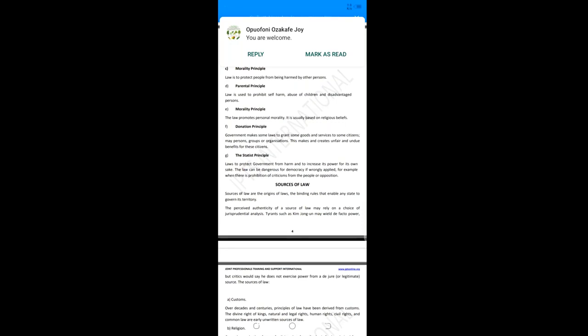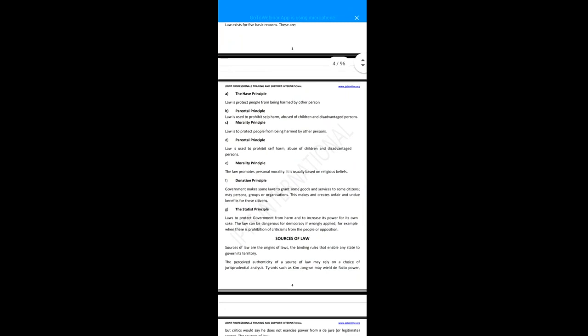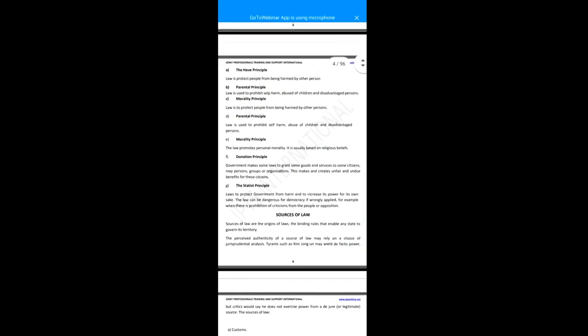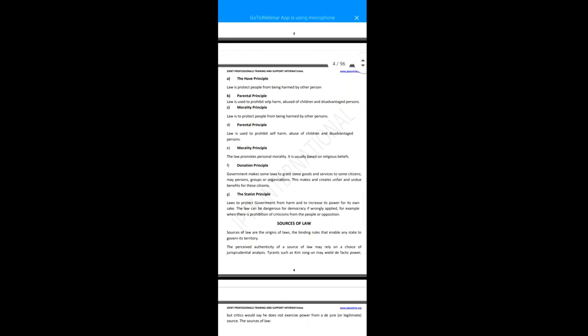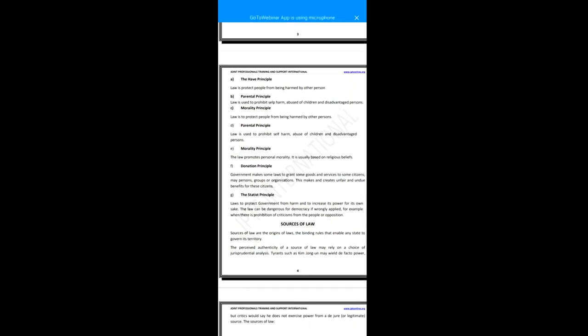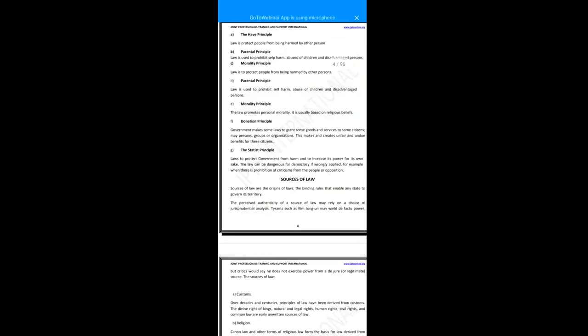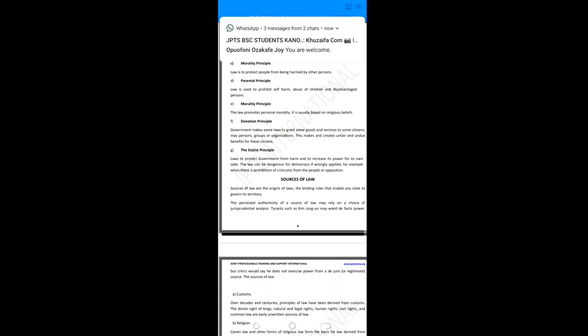So these are the principles, or the reasons, for having law. The first one is to protect an individual. Everything is generalized on protection. The law is just there to protect everybody from harm. It's also there to protect the government from harm, and it also increases the power of the government for its own sake.